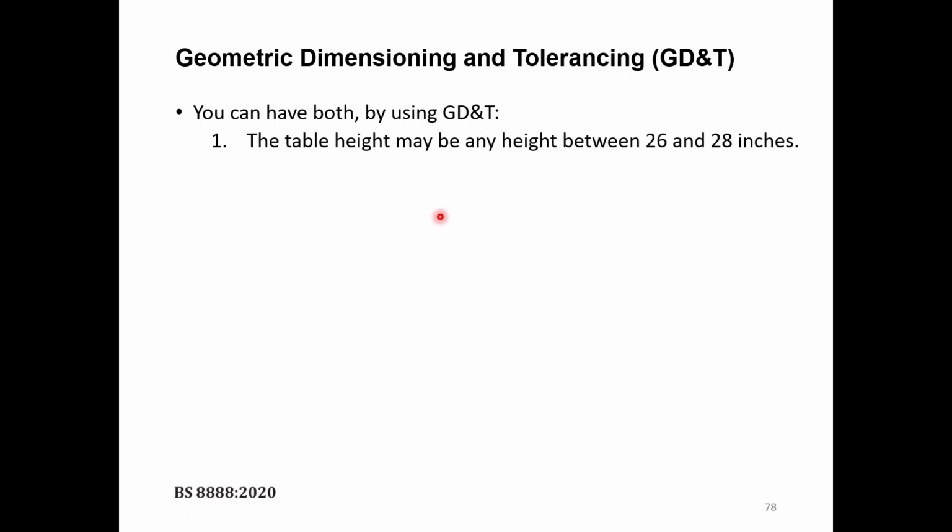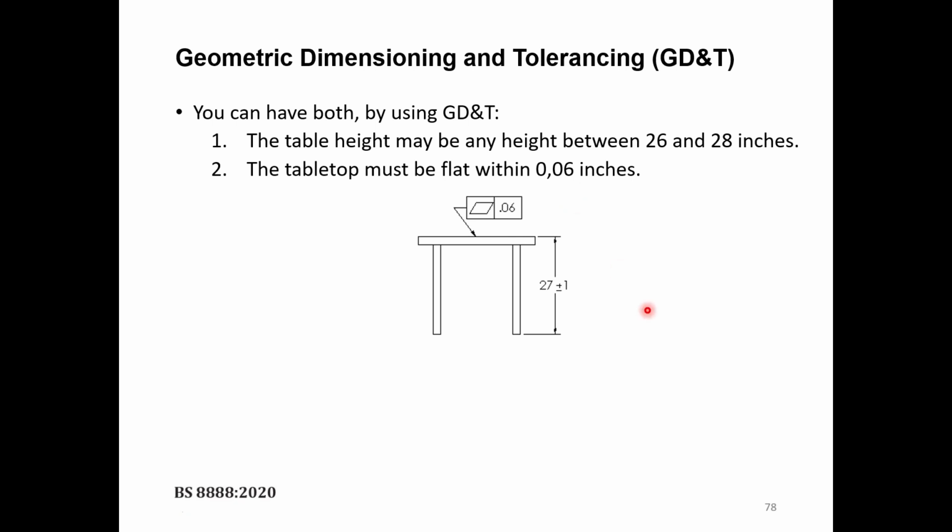So the table height, for example, may be any height between 26 and 28, and the tabletop must be flat within 0.06 inches, for example. As I mentioned earlier, dimensions here are not according to BS8888, but I'm just trying to explain the idea. So in this case, you can have this height, which is 27 plus or minus 1. And then we have here what's called the feature control frame. We're going to talk a lot about this, but this geometric symbol here shows the flatness of the surface, and it says that this surface should be flat within 0.06 inches.